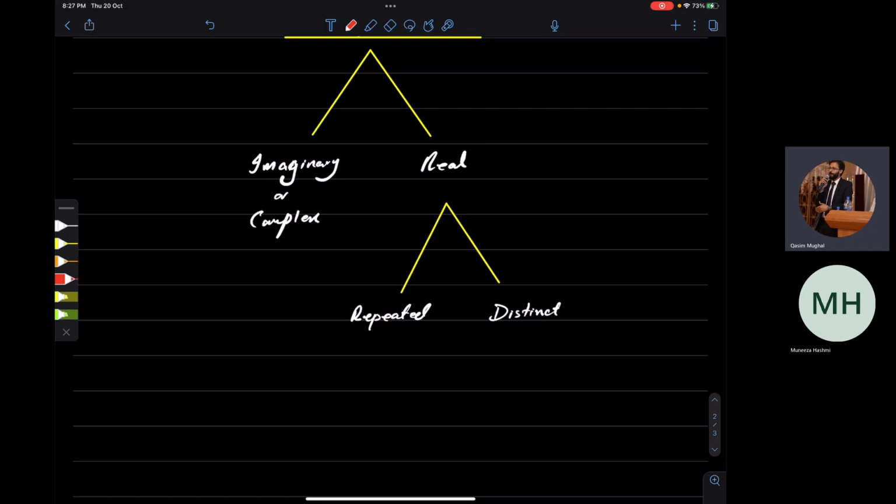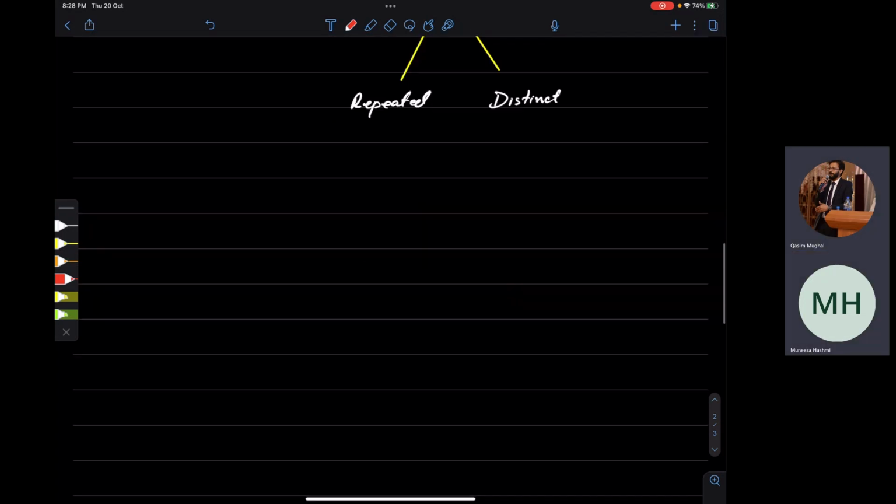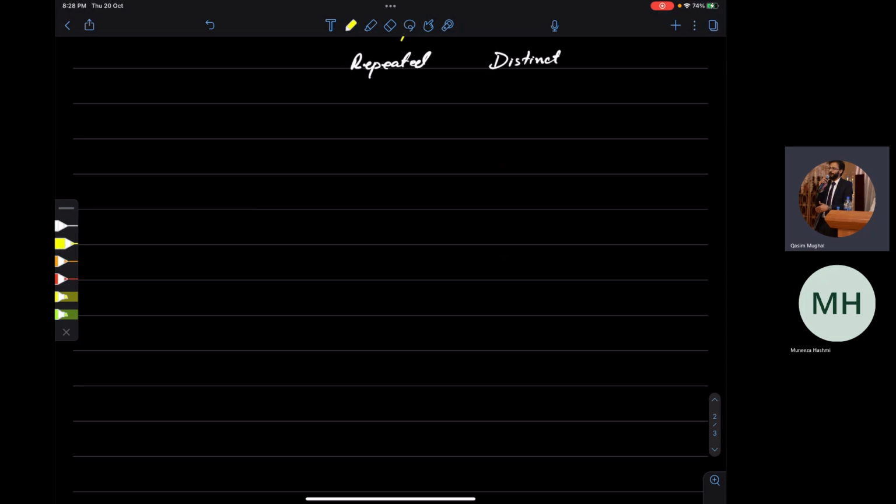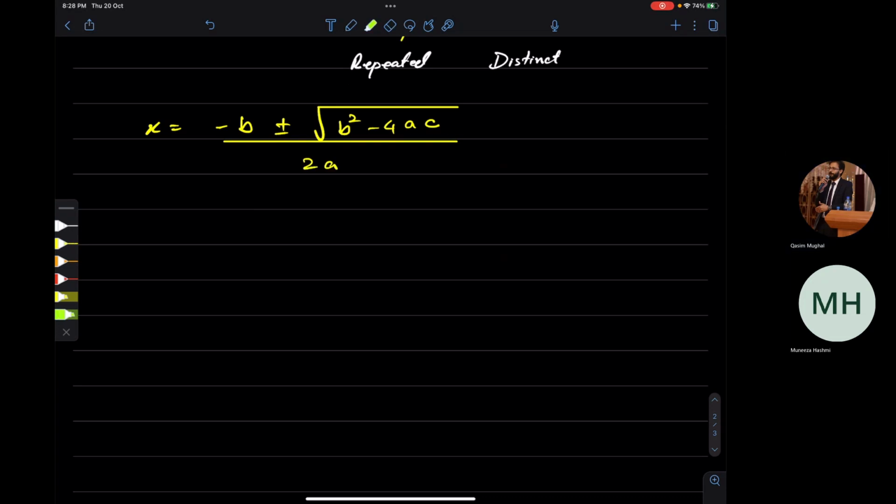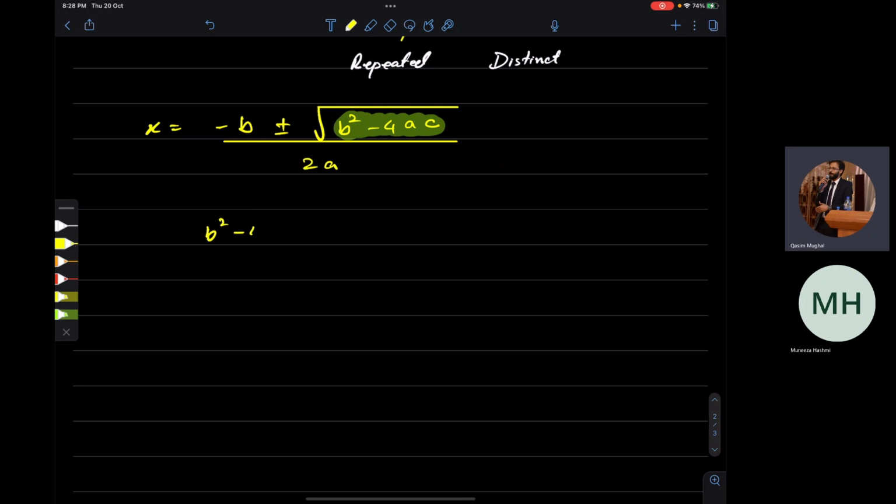Now, how do I know before solving the question what type of equation I am dealing with? You can calculate that by something called the discriminant. Now, in the quadratic formula, let me just write down the quadratic formula here for you. x equals minus b plus minus root of b squared minus 4ac, and then whole divided by 2a. This thing, which is inside the root, so basically b squared minus 4ac, this is called the discriminant.